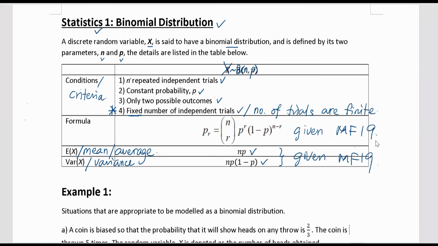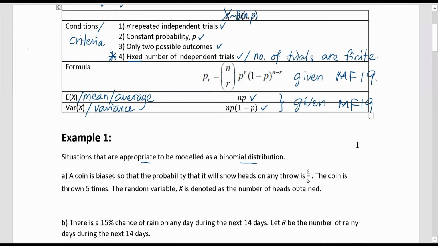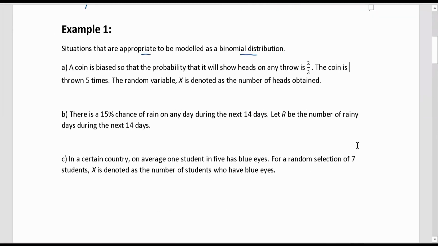So now we will look at example 1 to see a few situations that are appropriate to model as a binomial distribution. Example 1A: a coin is biased so that the probability that it will show heads on any throw is 2/3. So there is a probability given, 2/3. In other words, this is a constant probability.